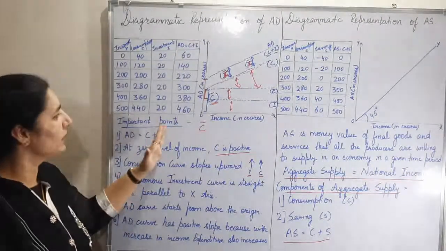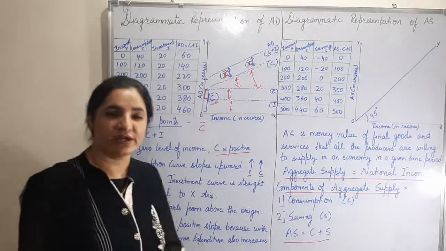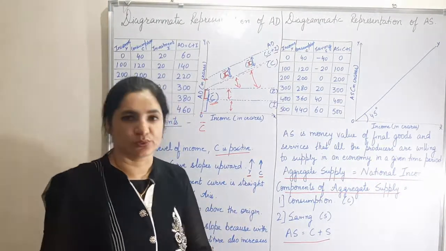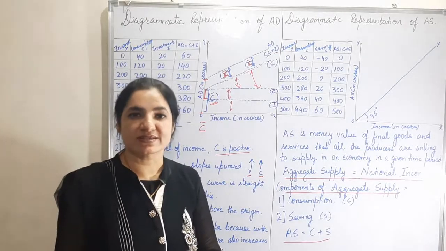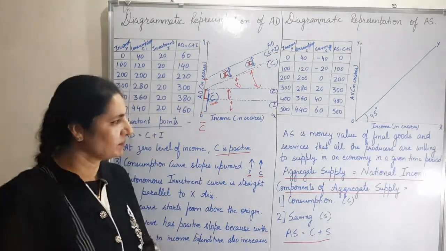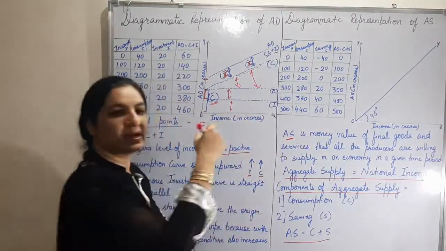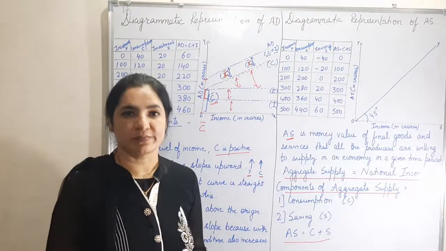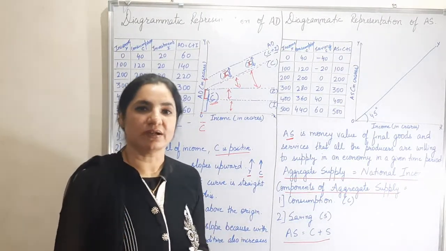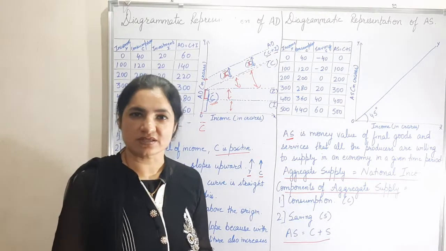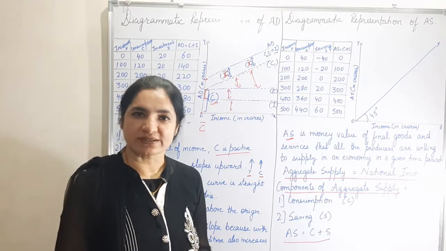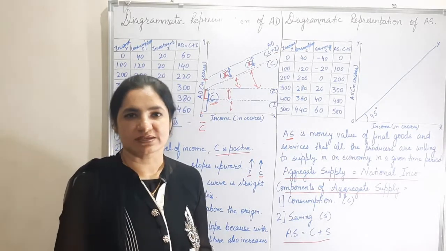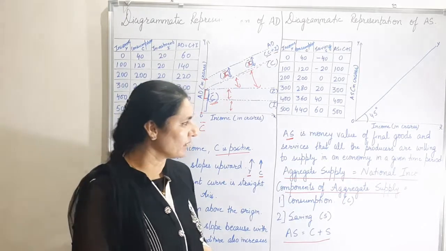So I hope now the diagrammatic presentation of AD, which is very important from the examination point of view, is clear to you. Now let us come to aggregate supply. What is aggregate supply? AS. AS has direct concern with the national income. National income means the income which is earned in the economy by the sectors, which is the household sector as well as the firm sector.